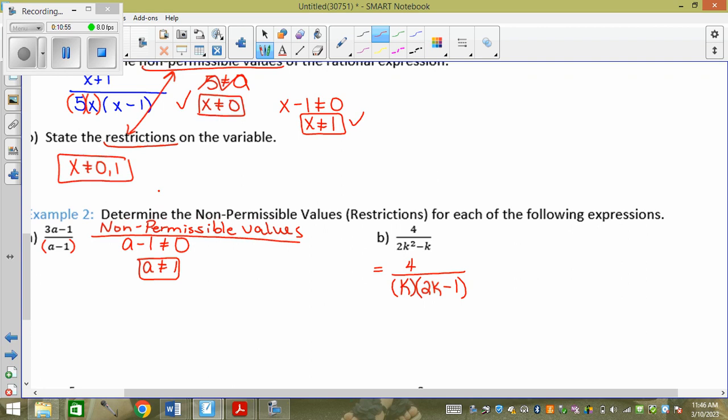How many NPVs should I get? How many brackets are there with variables in them? There's 2 brackets with variables in them, correct? So I should get 2 NPVs. Every bracket that has a variable in it results in a non-permissible value. All right? That's why I bracket everything. All the brackets with a variable in it result in their own NPV. So I take k can't equal 0. That one's done. And then I get 2k minus 1 can't equal 0. Add the 1 over. 2k can't equal 1. Divide by 2. K can't equal a half.